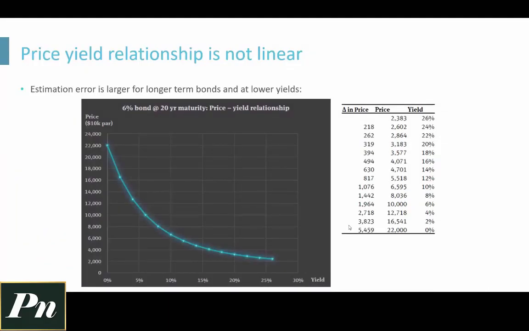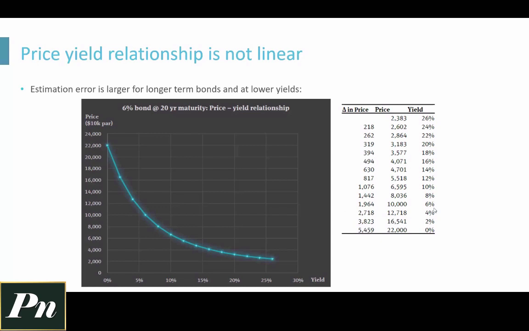So now we want to talk about convexity. It's a really important thing, and it's nice to visualize it. And we've learned this through the exercise that we just did. But the first thing is that the estimation error is larger for these longer term bonds and at lower yields. And we can plot the bond's price and yield ratio, and we can actually see and observe this.